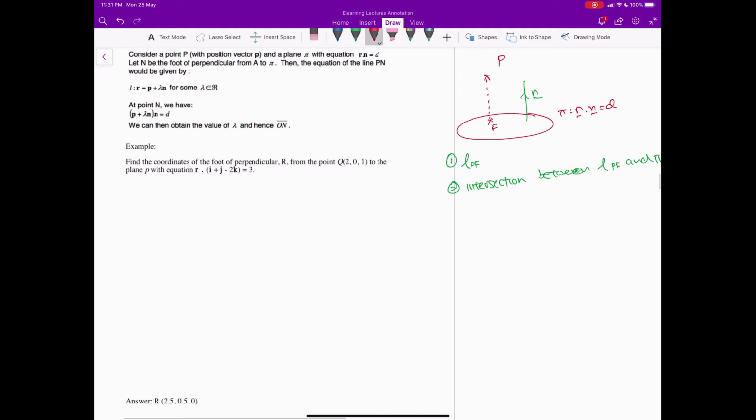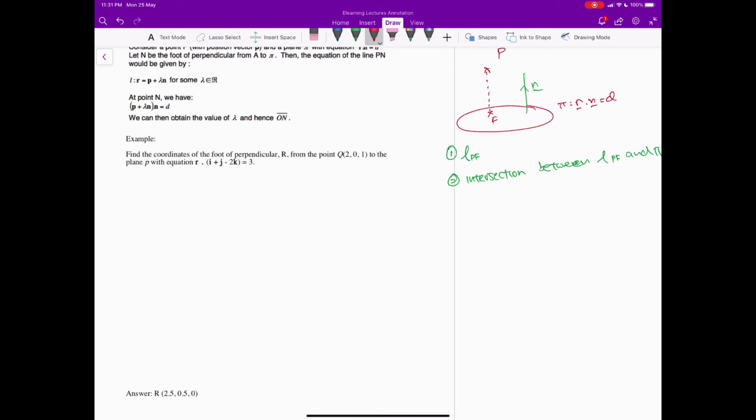I will go through this example with you. Once you're done with this example, quickly pause the video, try doing it yourself, then refer to the answer again. This will help you understand further and also help you learn how to find the foot of perpendicular from a point to a plane. The question says: find the coordinates of the foot of perpendicular R from the point Q to the plane P with the given equation. The question defines the foot of perpendicular for you, so there's no need for me to define it. If the question does not, please remember to always define your foot of perpendicular.